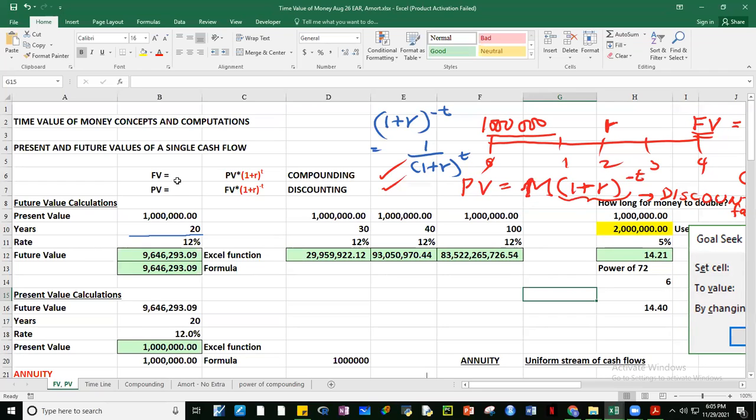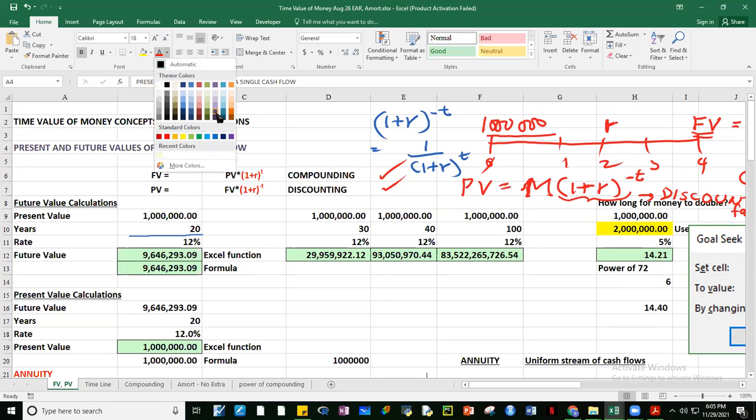So by way of review, guys, when we talk about future value, you are actually compounding. So the process of compounding is getting the future value. And how do you compute for the future value? Given the present value, given the value now, you multiply it by your compound rate. This is the compound rate, 1 plus r raised to the t.